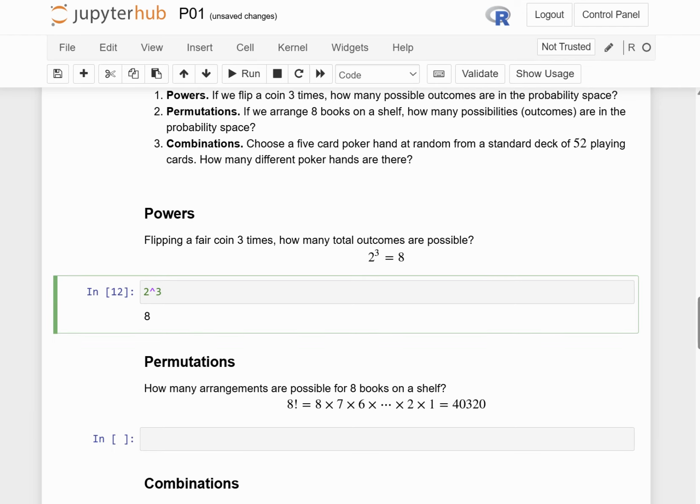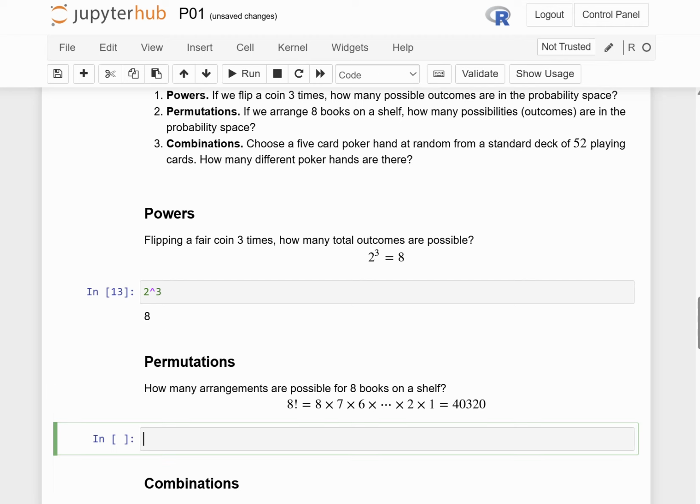You can also hit Run. That's perfectly fine. Shift Enter, Run, it all works. Permutation. So how many arrangements are possible for 8 books on a shelf? I'm not doing 8 permute 5. I'm just doing 8 permute 8, which is 8 factorial. And remember, we can always just do factorial 8.